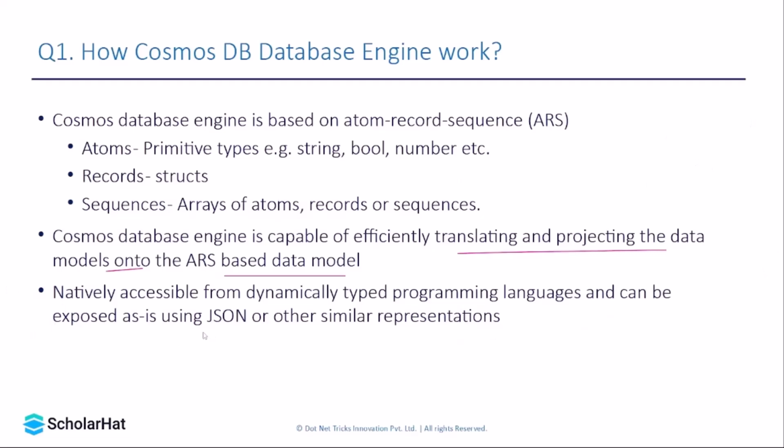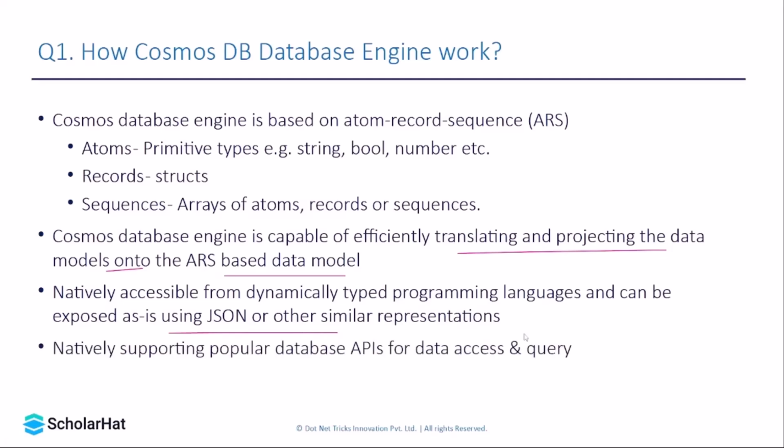It can be asked in an interview what are the different types of representation in which an ARS model can be presented. The ARS model can be presented in JSON and any other similar kind of representations. It natively supports proper database APIs for data access and query. So all the popular APIs, as we have discussed, that Cosmos DB supports, for Gremlin, for MongoDB, for PostgreSQL, all the different APIs are supported by Cosmos DB, and it can be used for data access and query.